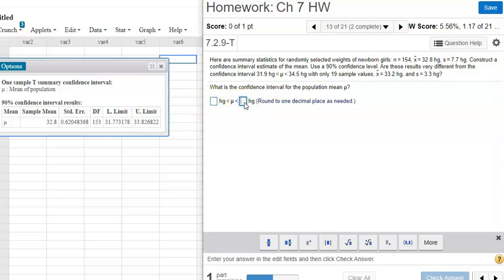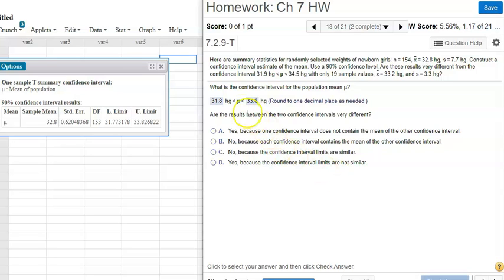This one, again, they're asking you to compare the confidence interval you got to a different one that they have. And you are looking at whether they overlap or not, or whether the values are similar or close together. In this case, they do overlap, and the values for the lower limits and the upper limits are fairly close together. So you'd say no, they're not very different because the limits are similar.